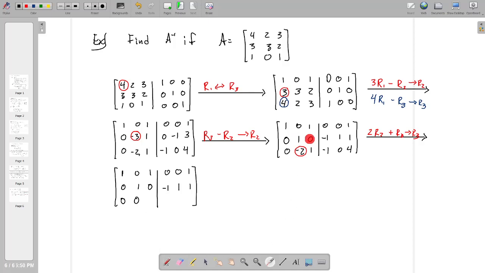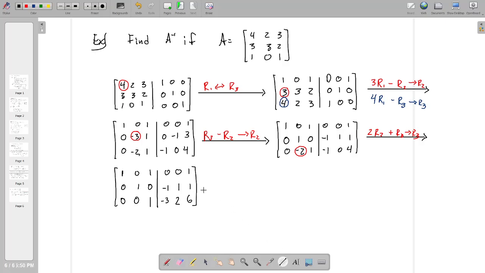2 times 0 is 0. Plus 1 is 1. 2 times -1 is -2. -2 plus a -1 is -3. 2 times 1 is 2. 2 plus 0 is 2. 2 times 1 is 2. 2 plus 4 is 6. This is what we have so far.